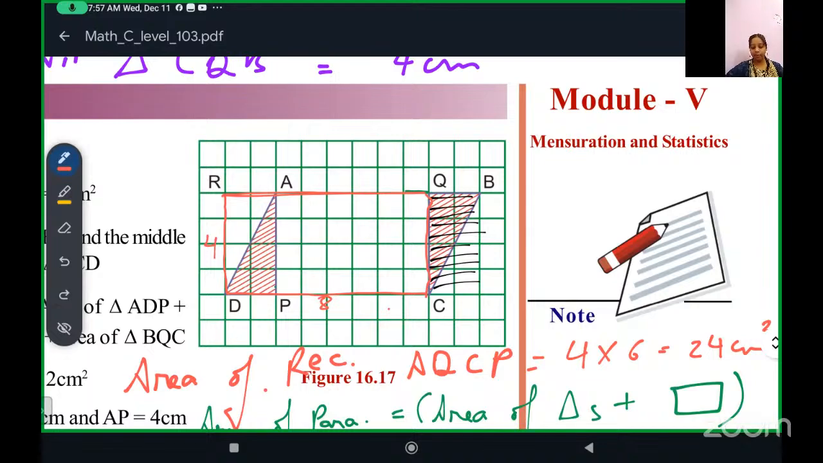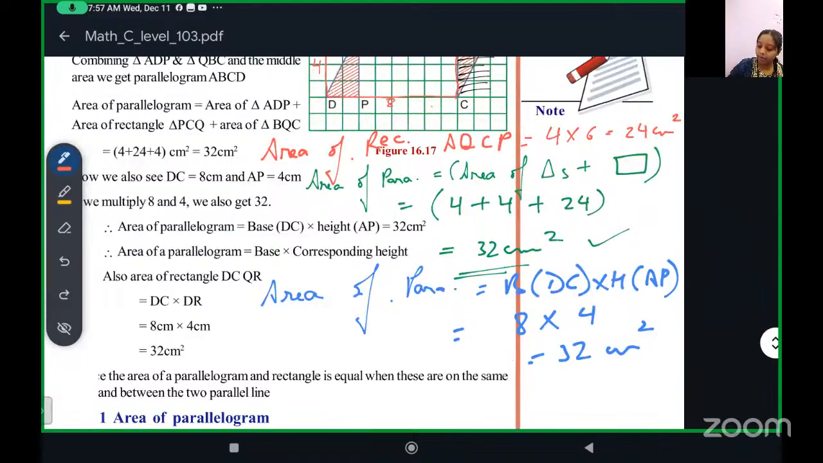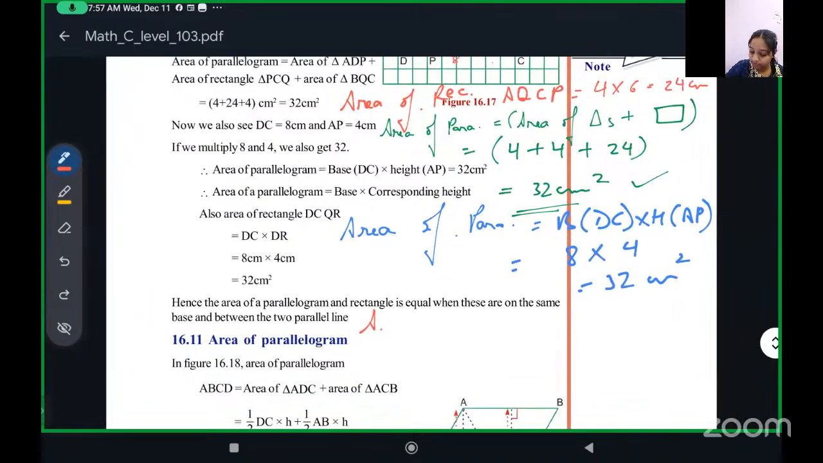If you take that part and put it here, make it a rectangle and do length into breadth. This is rectangle RQCD. Area of rectangle RQDC equals length into breadth, 8 into 4, 32 centimeters square again.